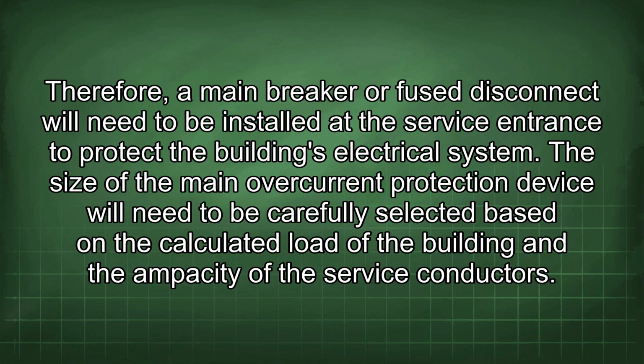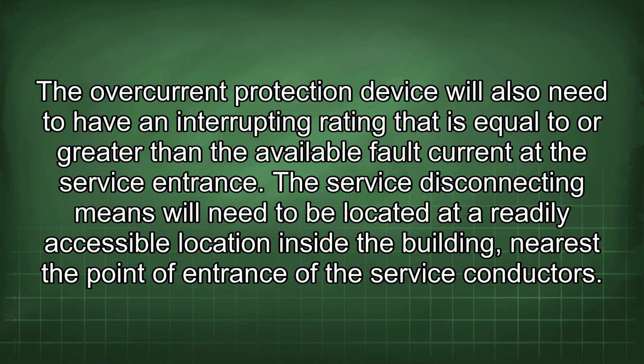Therefore, a main breaker or fuse disconnect will need to be installed at the service entrance to protect the building's electrical system. The size of the main overcurrent protection device will need to be carefully selected based on the calculated load of the building and the ampacity of the service conductors. The overcurrent protection device will also need to have an interrupting rating that is equal to or greater than the available fault current at the service entrance.